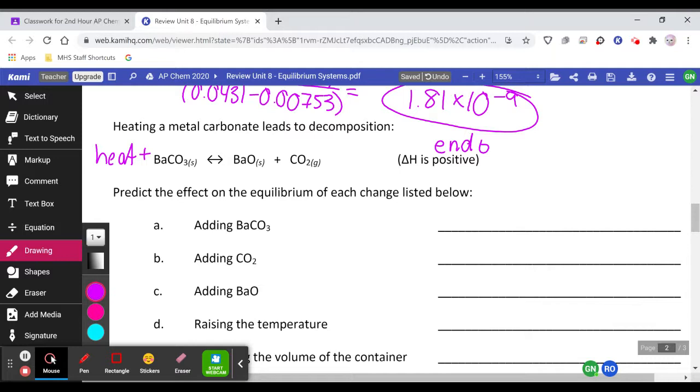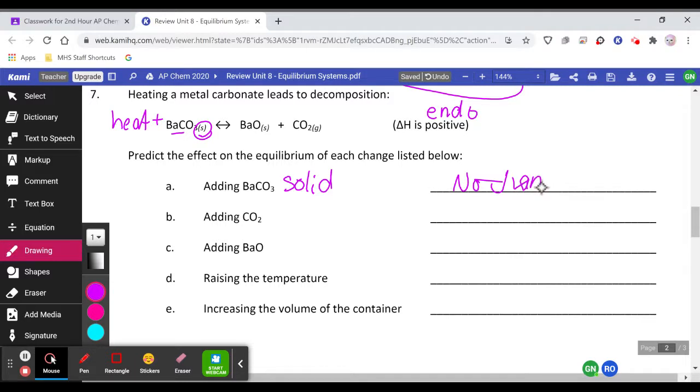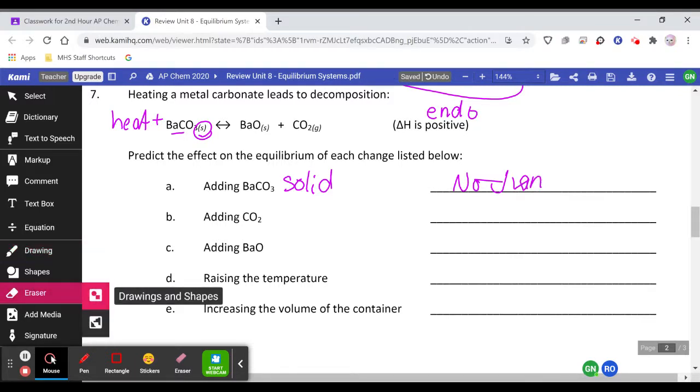Okay, so we're going to add some BaCO3 to this, and we're predicting the effect that will have on equilibrium. So if I add this substance, if I add more, what's it going to do to equilibrium? Careful. What's it going to do? It's a solid. So will that affect it at all if we add that? Yeah, it's a solid, so that will not affect our equilibrium. So no change.